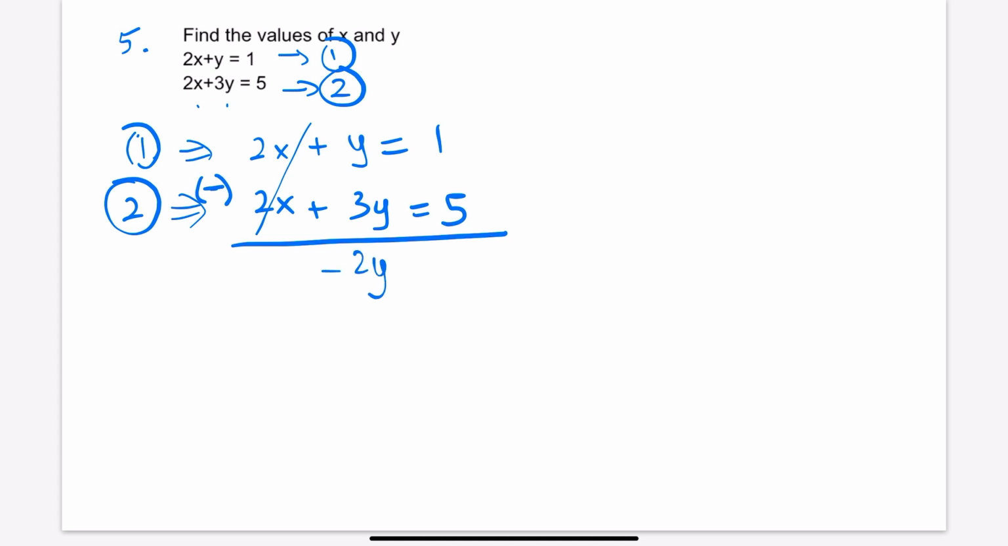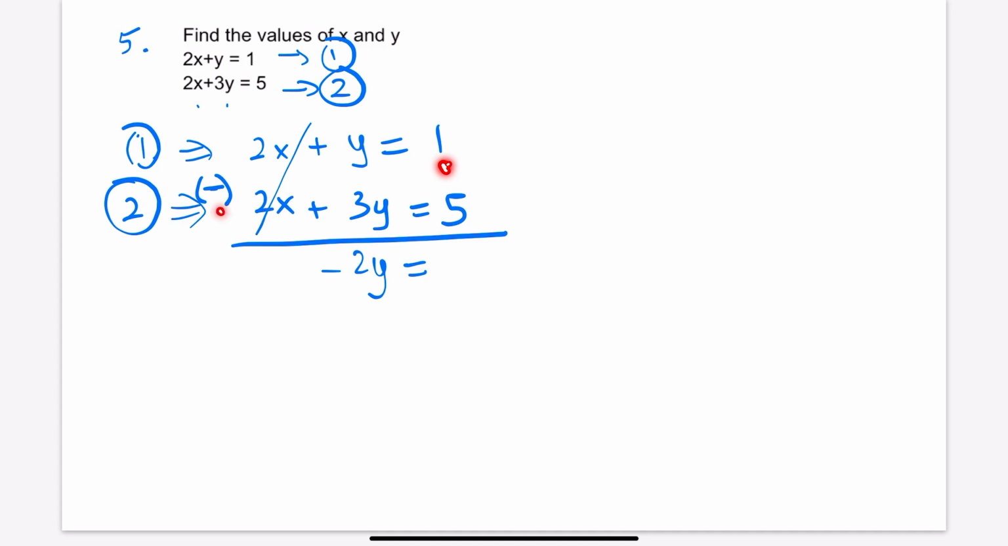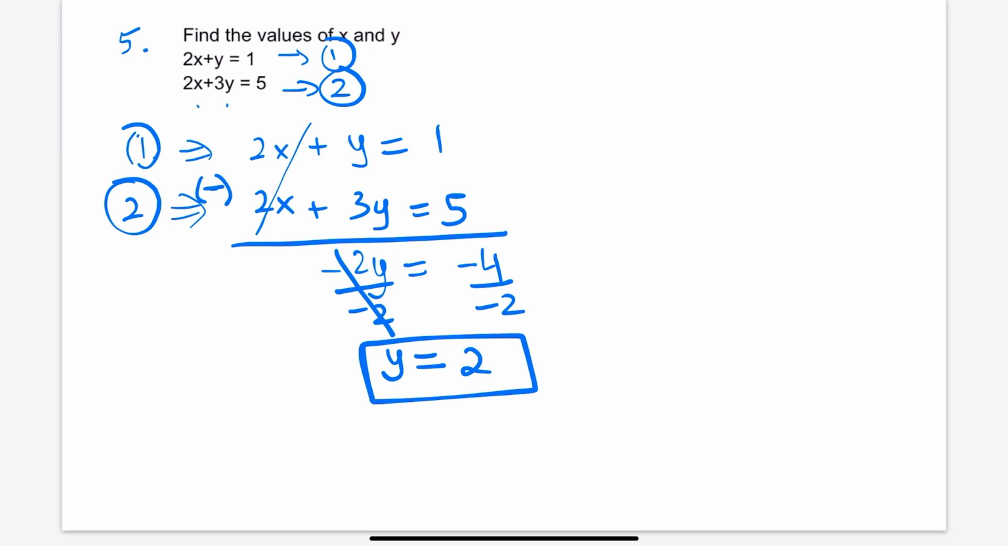On the right side, I'm left with 1 minus 5, which is negative 4. Now to find y, just divide both sides by negative 2. This gets cancelled, so you're left with y is negative 4 over negative 2, which is 2. So the value of y is 2 in this problem.